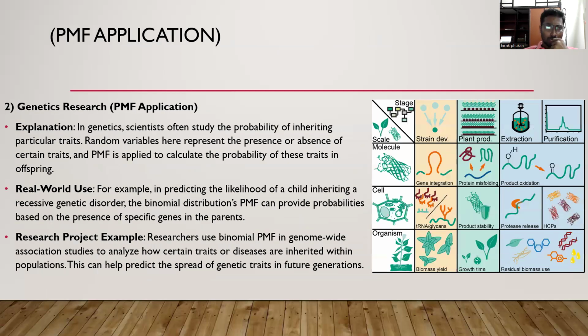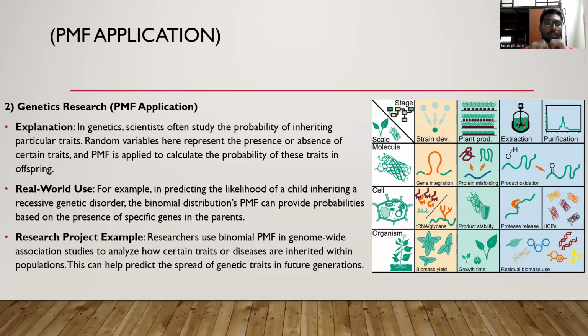The second PMF application is genetic research. Now, talking about genetic research, first I would like to explain that in genetics, scientists often study the probability of inheriting particular traits, that is how the traits are inherited from one parent to the child. Random variable here represents the presence or absence of certain traits, and PMF is applied to calculate the probability. Now, how we can use it in real world is, for example, in predicting the likelihood of a child having a genetic disorder from a parent, so we can do this using PMF function.